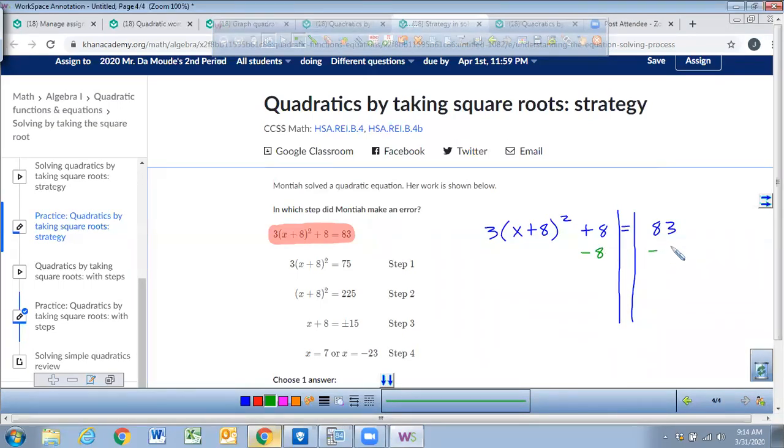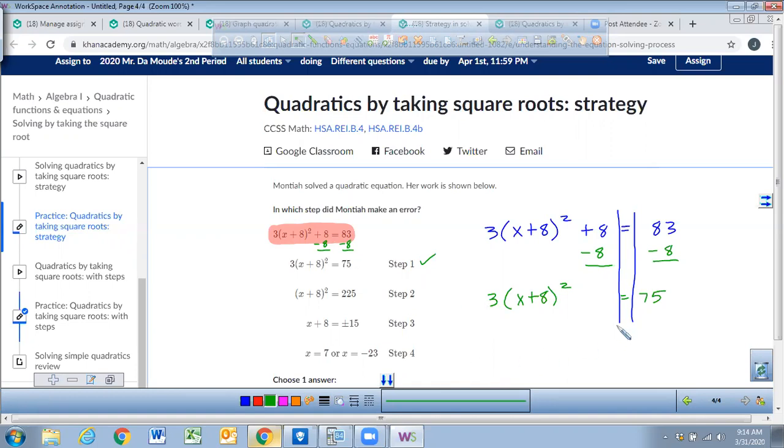Take away 8 from both sides. If we take away 8 from both sides, we're left with x plus 8 squared equals 75. So if you subtract 8 from both sides, step 1 is correct. It looks like what they did right here is they took away an 8 and they took away an 8 and they got this right here. So far so good.